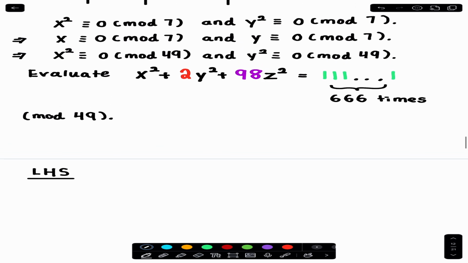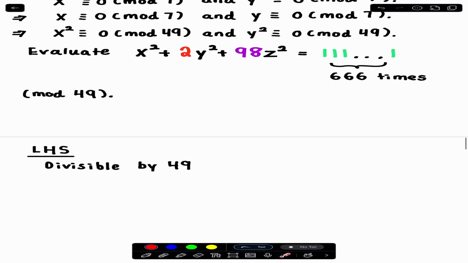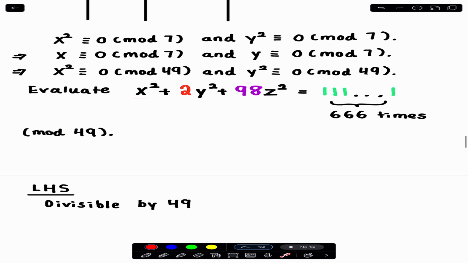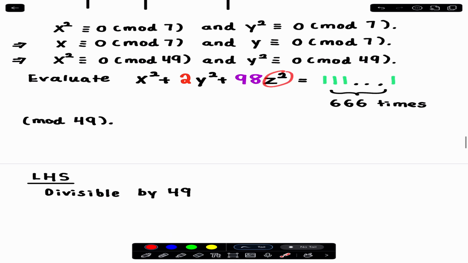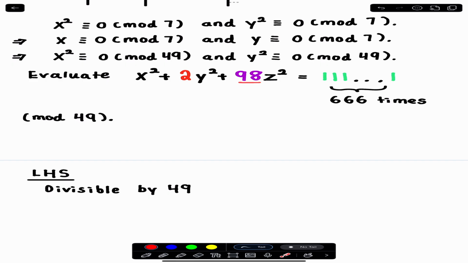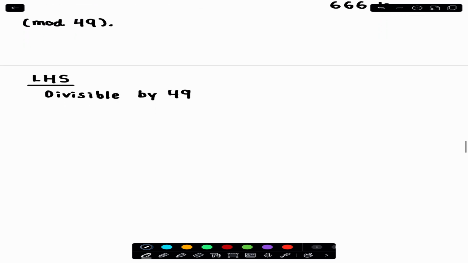So very clearly the left-hand side is divisible by 49 because we have confirmed x squared is congruent to 0 mod 49, y squared is congruent to 0 mod 49, so 2y squared is still congruent to 0 mod 49, and 98z squared is congruent to 0 mod 49. It doesn't really matter what z squared is, because 98 is always congruent to 0 mod 49 since it's 2 times 49. So the left-hand side is indeed divisible by 49. How about the right-hand side?